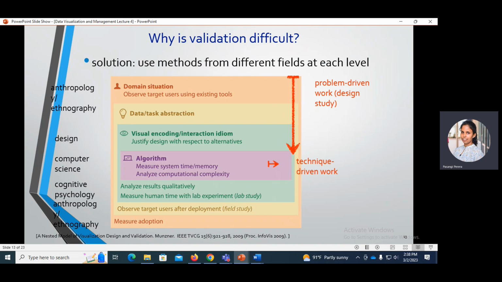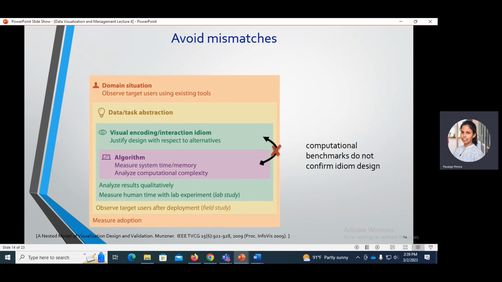When we start with that top level, the domain situation, and work all the way down, where we work with a group of target users and try to figure out the abstractions, and then the idioms, and then implement those computationally, we are often calling that problem-driven work. So that is what we have about why we need validation.